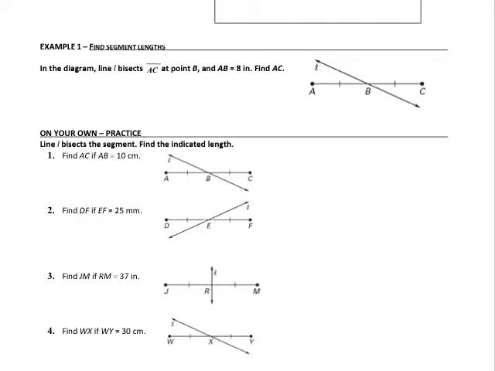So for example number 1, we need to find a segment length. We just learned that the word bisect means that we're cutting something in half, and the something is a line segment. So in the diagram, line L, and we see it's called line L right here because it has a little L, bisects segment AC at point B, and segment AB is 8 inches. Okay, so this segment right here, just from A to B, is 8 inches, and they want us to find the length of AC.